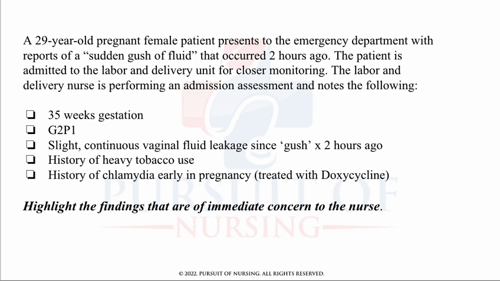She is a G2P1, which means that she has had 2 pregnancies, but only one has survived to 20 weeks gestation or more. She's had a slight continuous vaginal fluid leakage since the gush that happened 2 hours ago. She has a history of heavy tobacco use and a history of chlamydia earlier in the pregnancy that was treated with doxycycline. So highlight the findings that are of immediate concern to the nurse at this time.